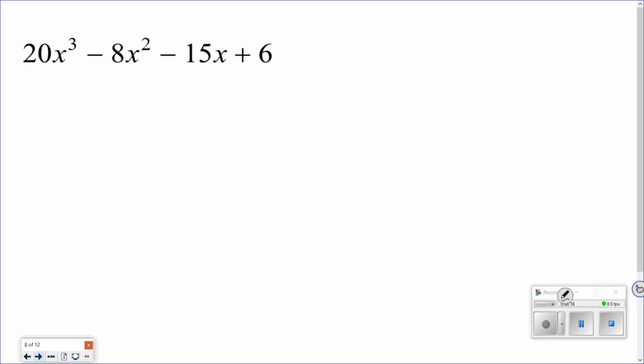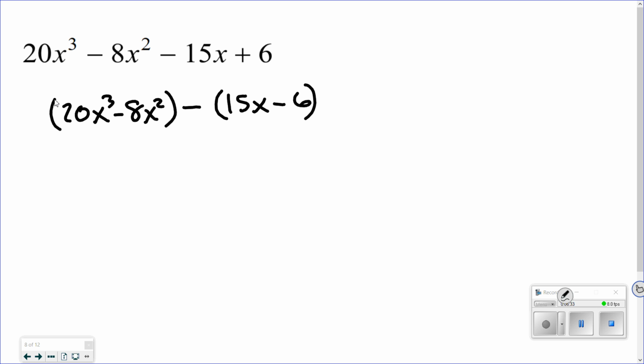So this one has a minus in the middle. This is the kind we have to be careful with. So I group the first two together: 20x to the third minus 8x squared. I'm going to put a minus there, but that means I have to switch the 15 to a positive 15x and the 6 to a negative. Got to switch both of those inside signs.